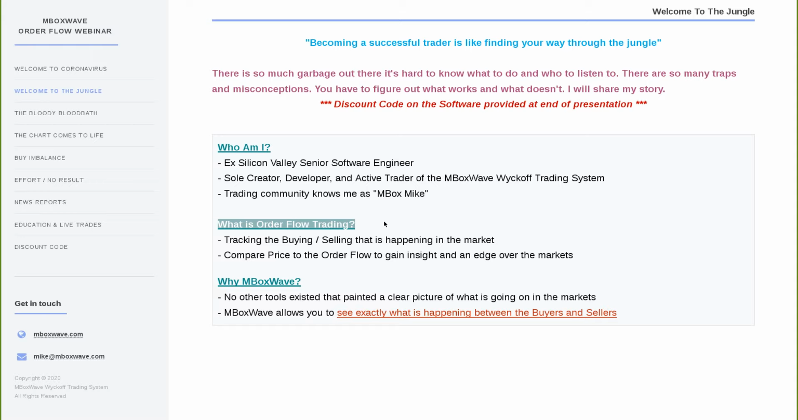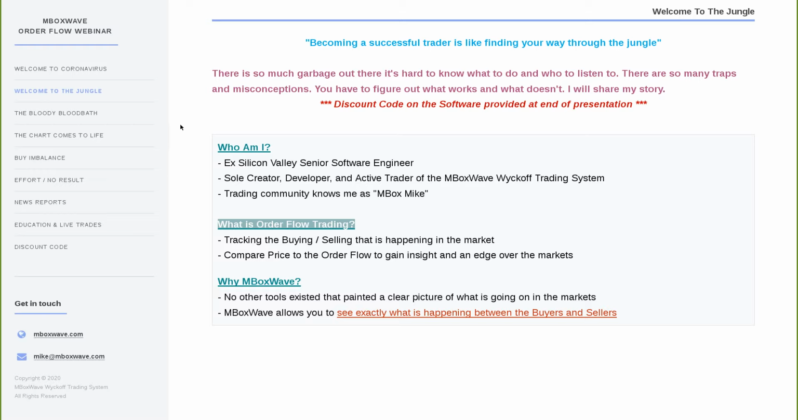Now, why did I do this? Well, I did this because I didn't find any software that did what I wanted it to do, so I started developing a set of tools to be able to see the markets in a way that made sense. Buying and selling, supply and demand, is very fundamental. And the issue is coming up with a set of indicators that show you how it all works.